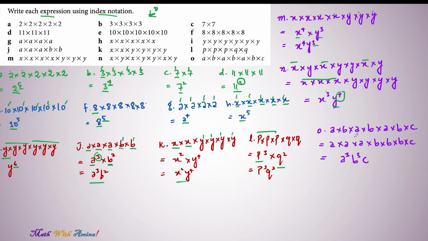And the last one, a multiplied by b multiplied by a multiplied by b multiplied by a multiplied by b multiplied by c. In this expression we are having 3 variables, a, b, and c. So first we will separate them, and then we will write them in the index notation. So a is the base and it has the index of 3 because a appears in multiplication 3 times. Then we have b as a base with an index of 3 because it appears 3 times in multiplication, and c with an index of 1.